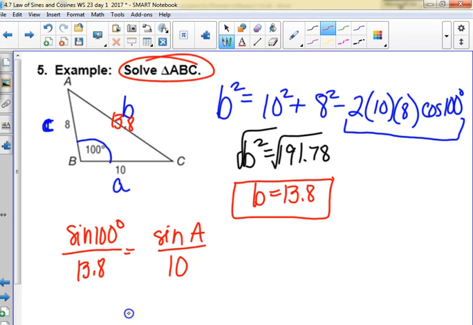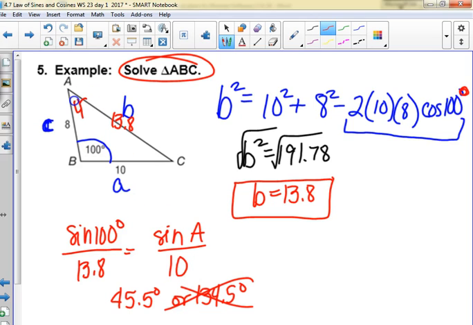Yep. I didn't square the cosine of 100. That's at 100 degrees right there? No, this is in degrees. Anybody else have a question? Okay, typing this in, 10 sine 100 divided by 13.8, inverse sine of that gives me 45.5 degrees. I should normally worry about the supplement, which would be 134.5. But why didn't I really care about that one? Don't I already have a 100-degree angle in the triangle? Can't have another obtuse, right?